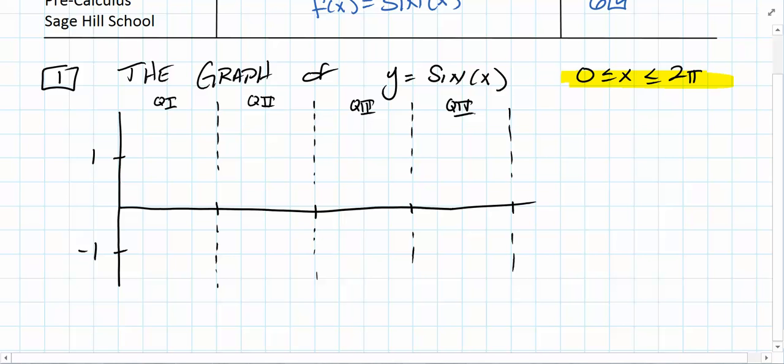Okay, and remember, we're only graphing the sine function. We don't care about cosine, tangent, secant. We don't care about any of those today. We're only graphing the sine curve. All right, so let's label these points, okay?